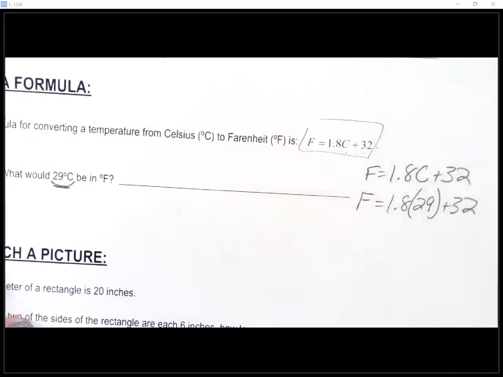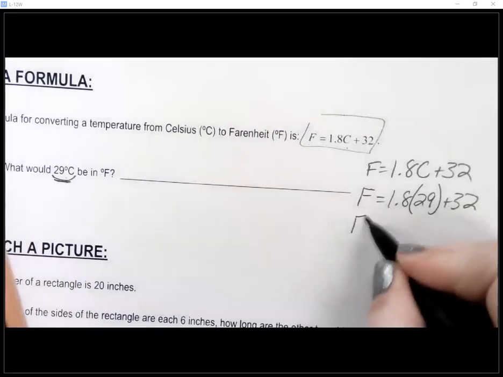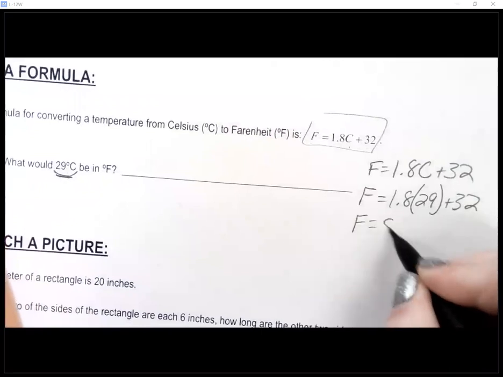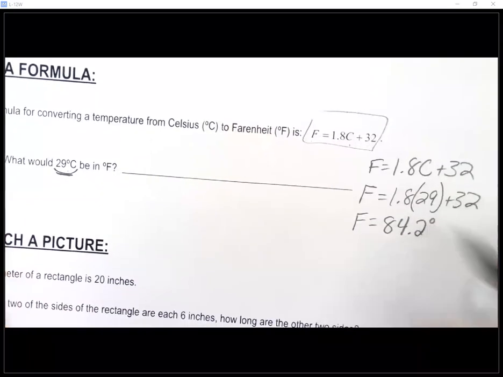Does that make sense? Right? They gave me the Celsius temperature, so I know what C is. Let's figure out what it is for F. So I'll grab my calculator. I've got to do 1.8 times 29, and then I'm going to add 32 to it. So that temperature in Fahrenheit is 84.2 degrees.